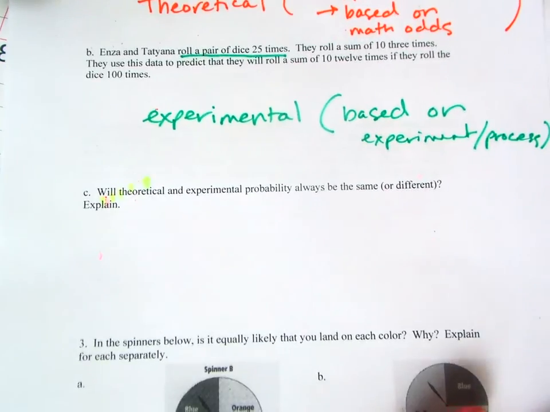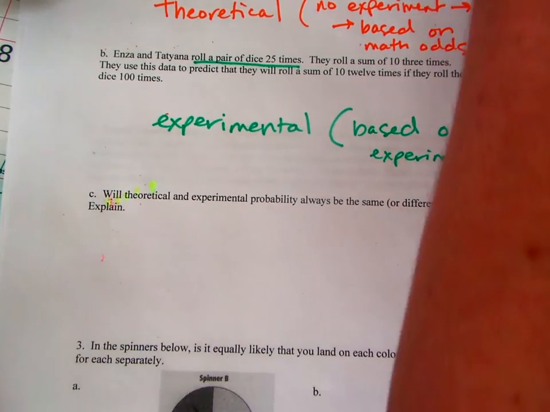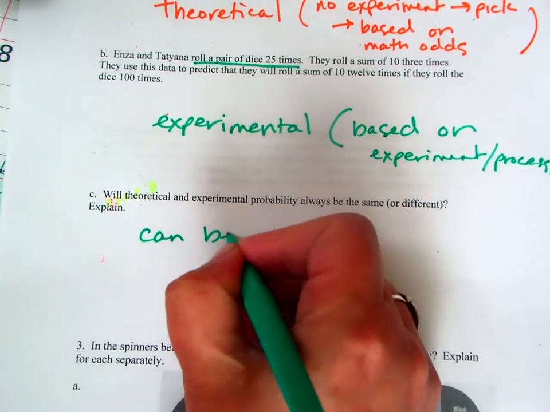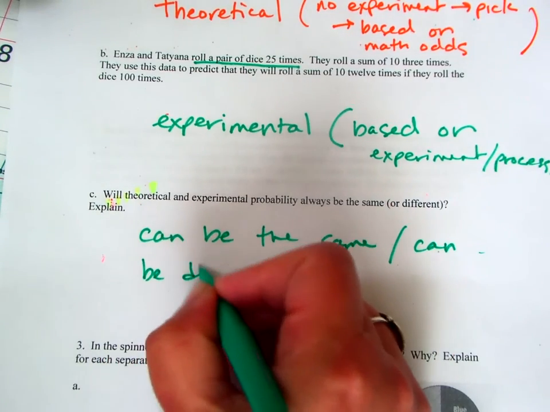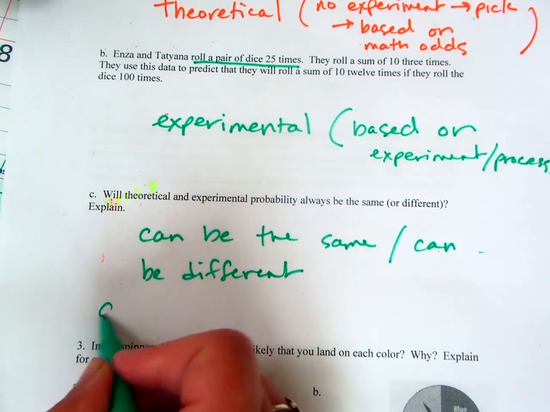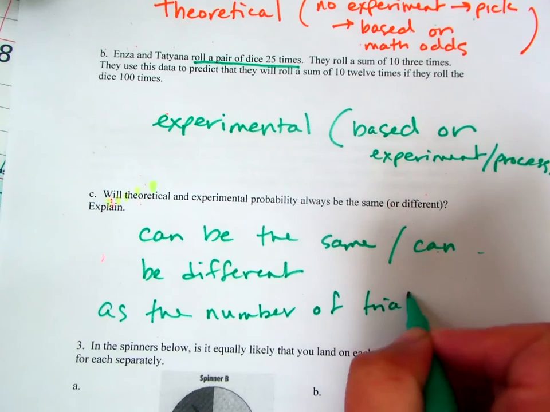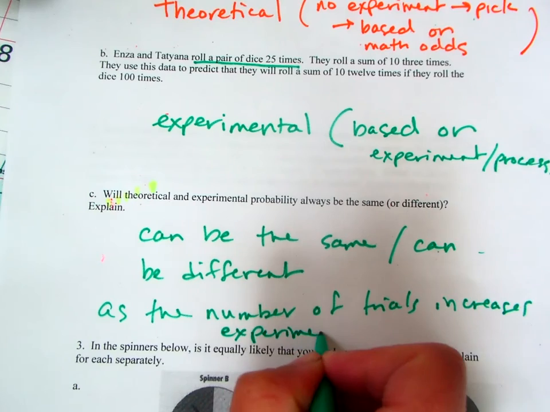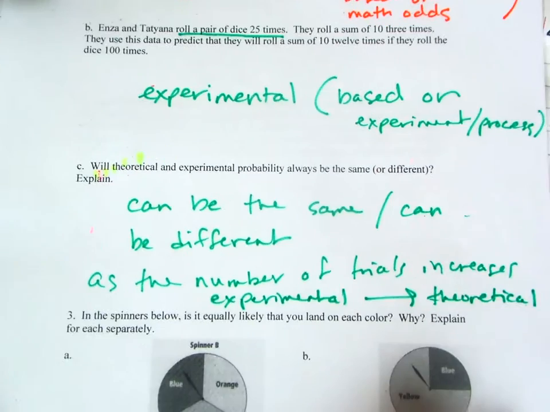Now this question can be a little confusing, but it will be pretty much the same question because I want you to understand how theoretical and experimental probability relate to each other. So will they always be the same or different? The technical answer to this is neither. They can be the same and they can be different. But what I want you to understand is as the number of trials increases, experimental probability will approach theoretical. And eventually they'll be the same.